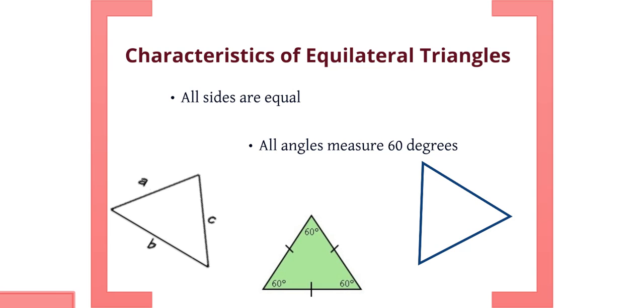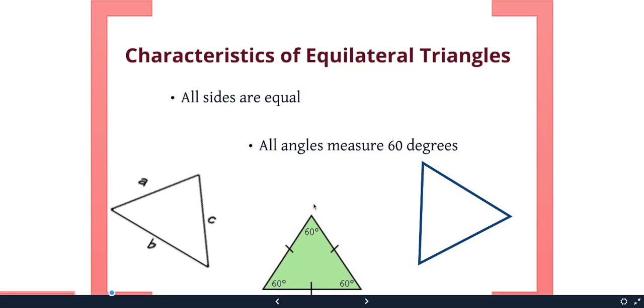So we're going to start with the equilateral triangle. And if you can remember this, equal and lateral literally means equal sides. So an equilateral triangle has two important characteristics. One, all the sides are equal. So you can see here that all three sides, A, B, C, are the same exact length.